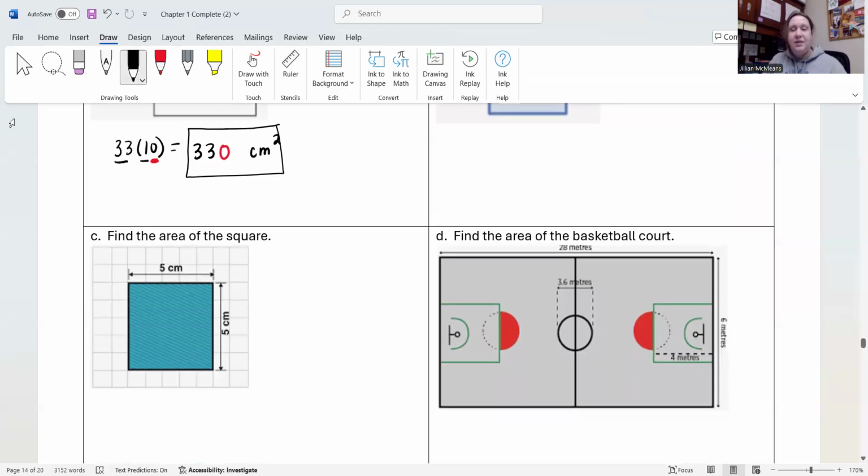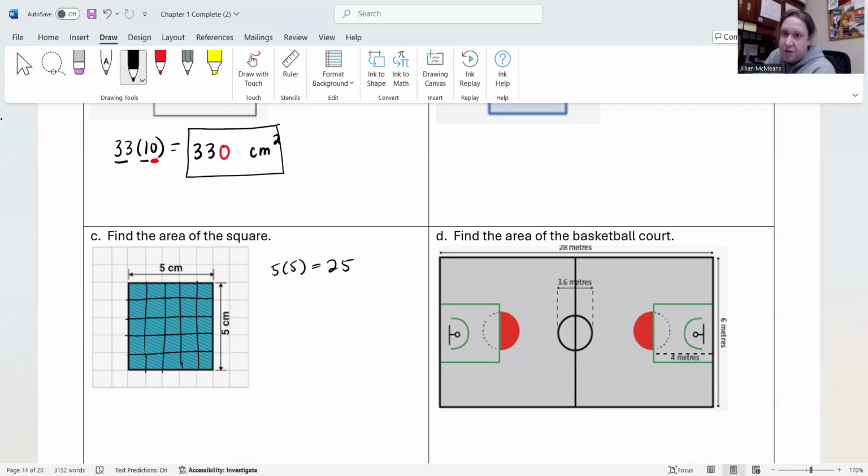Now, I kind of like this figure here for part C because they've got the grid behind it. So we have 5 centimeters by 5 centimeters. Notice if we were to go down this and look at the columns, we have our 5 columns. Each column has 5 blocks in it. That makes up our rows and our columns. So you can see all we do is take rows times columns. So 5 times 5, length times width, and that equals 25.